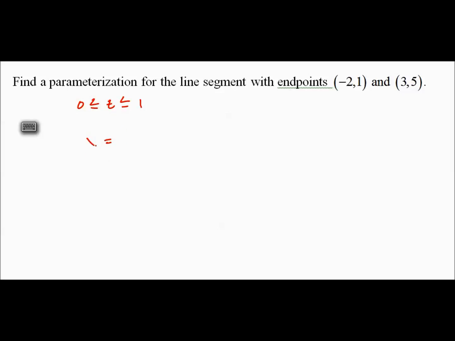x first. x equals negative 2 plus a times t. Why'd I pick negative 2? I pulled this right here. Well, I don't understand. I don't get it. Well, remember, what we're going to start at is t equals 0. So this will drop out, and x will be negative 2. That'll give me my initial point. We'll do the same thing for y.